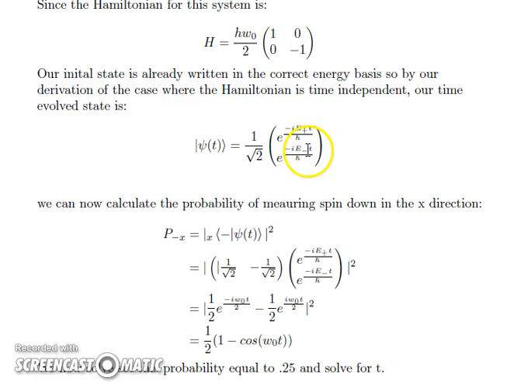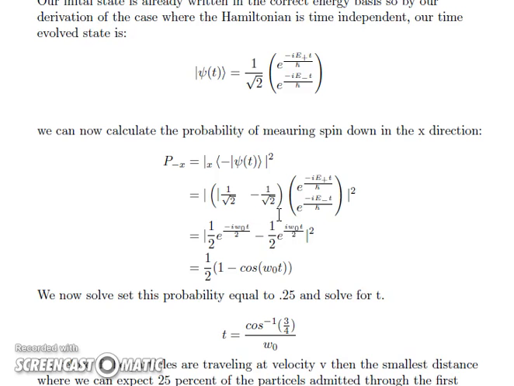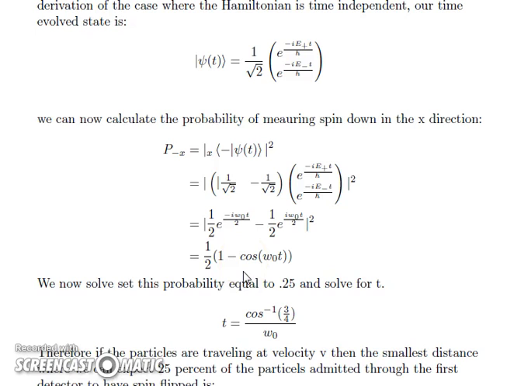So now we can calculate the probability of measuring spin down in the x direction, and this corresponds with the probability of having a spin flip. That probability is just the modulus squared of the spin down x state inner product with our time evolved state. So we do this here, and we find that the probability is 1/2 times (1 minus cosine of mu naught t). And it makes sense that our probability is time dependent because we are in a situation where the x and y spins are going to be precessing around the z-axis.